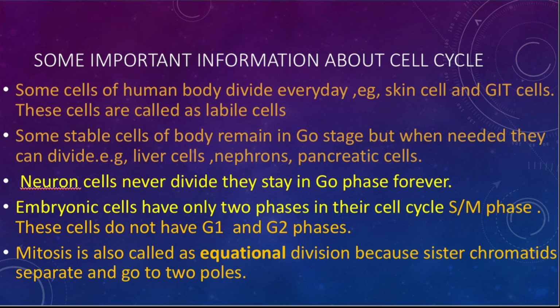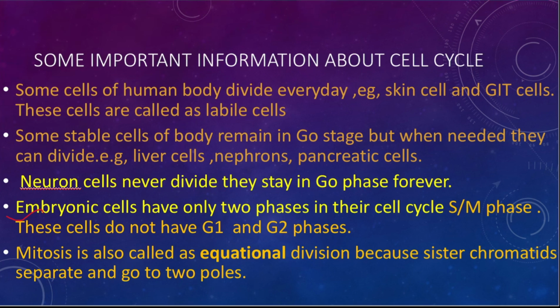Embryonic cells have only two phases in their cell cycle, S and M phase. They don't have G1 and G2 phase because when cleavage is happening after formation of the zygote, the cells have to divide very rapidly and they don't need to grow because there is no space inside the zygote. So they skip G1 and G2 phase and only do synthesis of DNA and M phase, or mitosis. It's a very important point you should always understand because it's asked in many examination questions. These cells do not have G1 and G2.